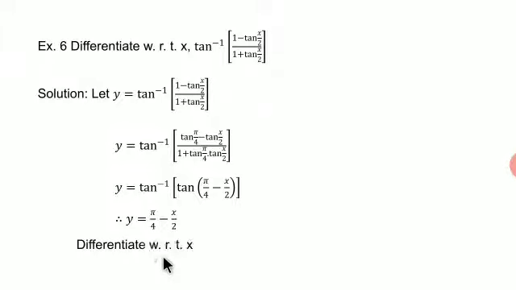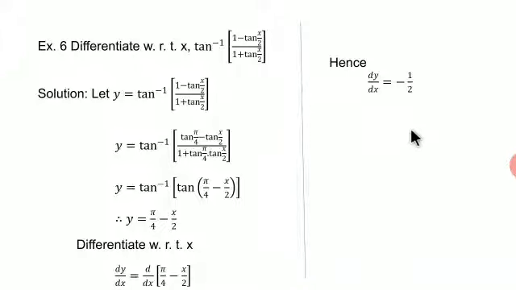So, differentiating with respect to x, we get dy by dx is equal to d by dx of pi by 4 minus x upon 2. Differentiating this, here we get 0, since pi by 4 is a constant, so its derivative is 0. So, 0 minus half. So, dy by dx is equal to minus half. This is the required derivative for the given function.